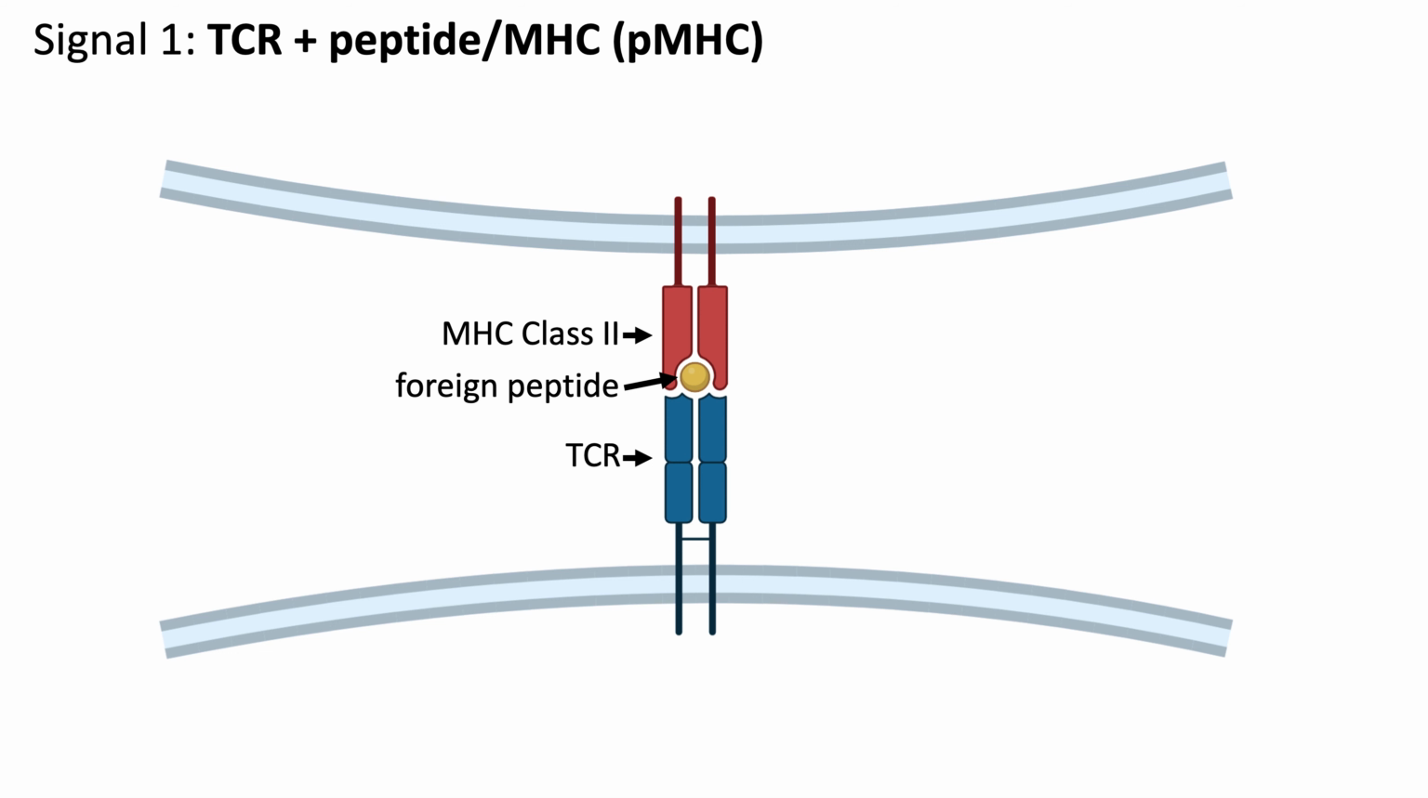So first, we're looking at a dendritic cell expressing MHC class II and a T cell expressing a T cell receptor that is specific for this foreign peptide being presented by the MHC molecule. And this is signal 1. But T cell receptors don't have an intracellular signaling domain, so they require other accessory molecules to mediate signal 1.